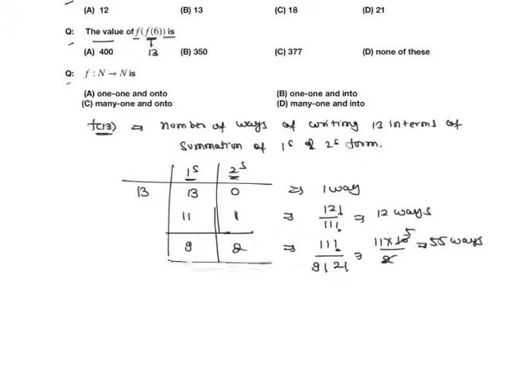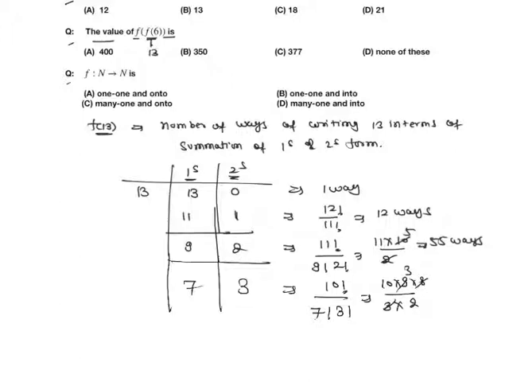Same way, if I use 1 seven times and 2 three times, total is 10 factorial divided by 7 factorial into 3 factorial. This will come 10 into 9 into 8 divided by 3 into 2. So 9 divided by 3 is 3, 8 divided by 2 is 4. So this will come 120 ways.